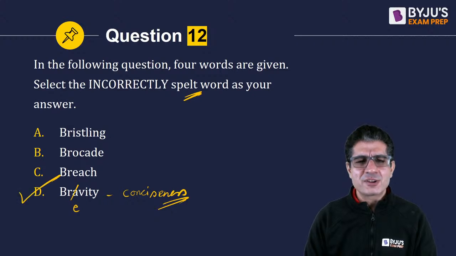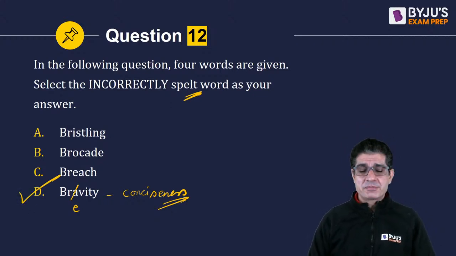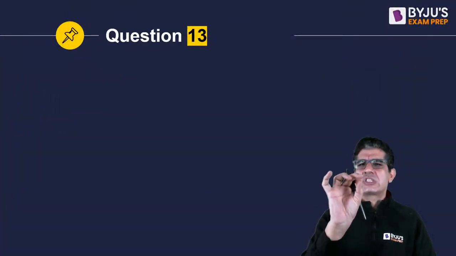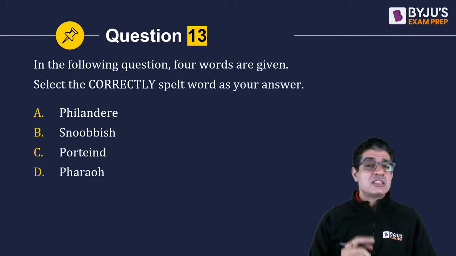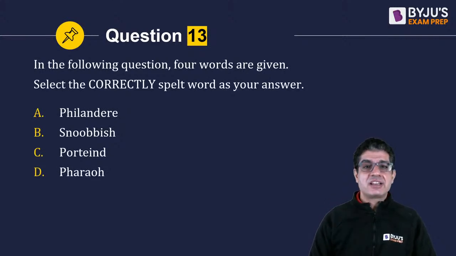So the correct answer was D. Those of you who got a D, absolutely right. And in 13th, I'm just changing the question slightly. In the previous one, I asked you to pick up the word which was incorrectly spelled. This time around, I'm asking you to choose something which is correctly spelled.